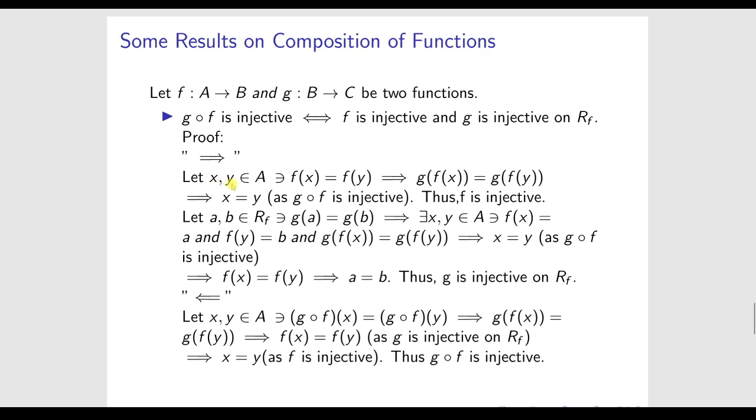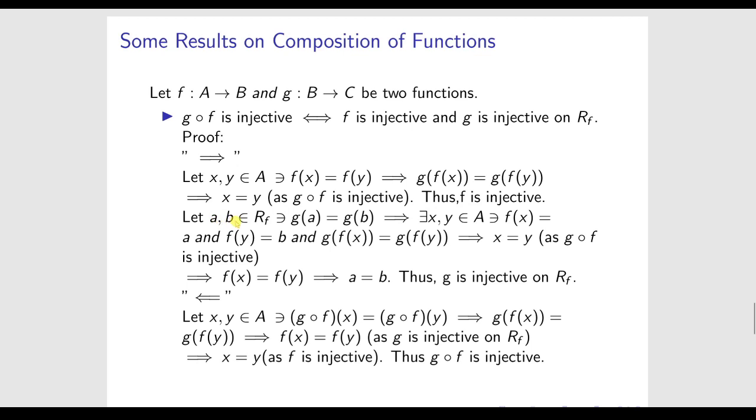Let x and y in A such that f(x) is equal to f(y), which implies g(f(x)) is equal to g(f(y)). Now as g∘f is injective, this implies x is equal to y. Thus f(x) equal to f(y) implies x equal to y. Hence our f is injective.